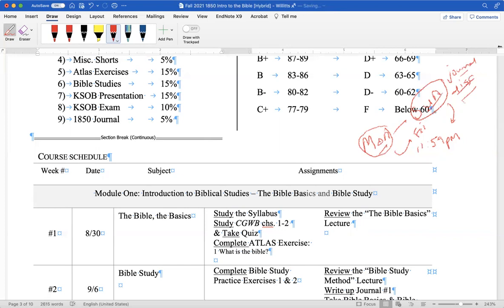The first post in the discussion has to be submitted by 3 p.m. on Friday. And the process of the discussion will go through Sunday at 11:59. The journal entry needs to be submitted by 11:59 on Sunday, but everything else would be submitted on Friday by 11:59. Let's see how this works out in some of these weeks.